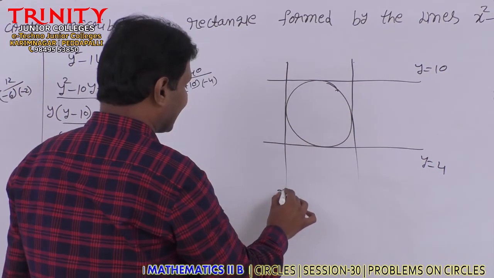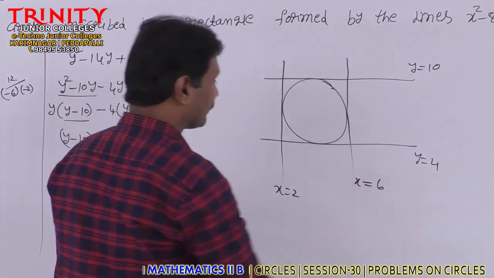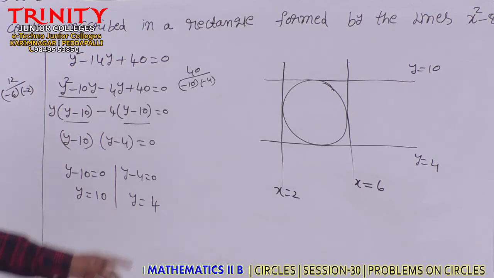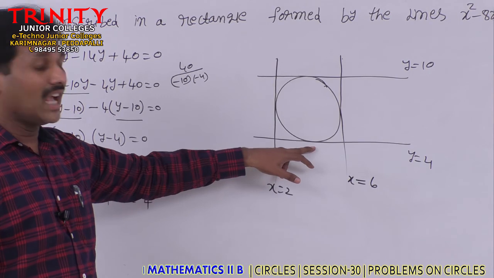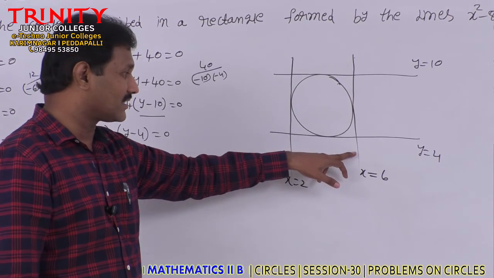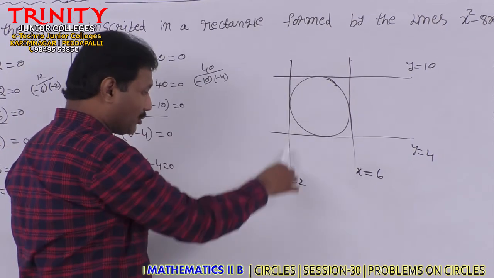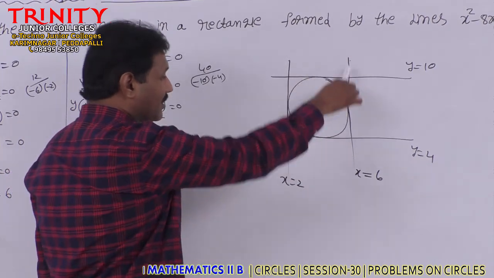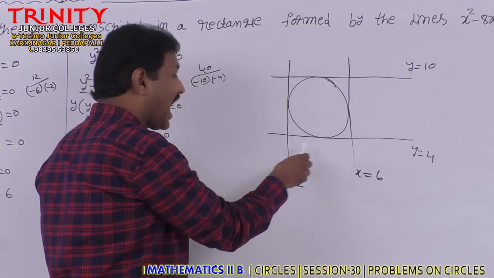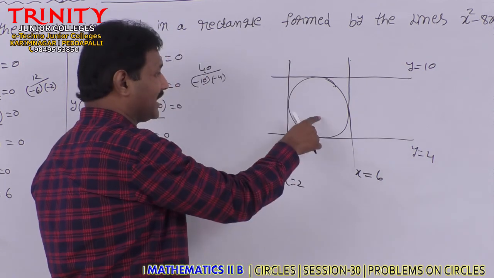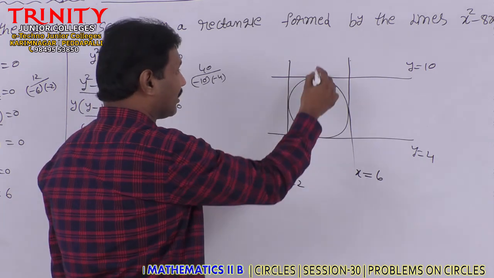x equal to 2, and x equal to 6. We know that two lines that are parallel tangents of a circle have a midway line that passes through the center of the circle. Here x equal to 2 is one line and x equal to 6 is the other line. These two lines are parallel tangents to the circle, then the midway of these lines passes through the center of the circle.